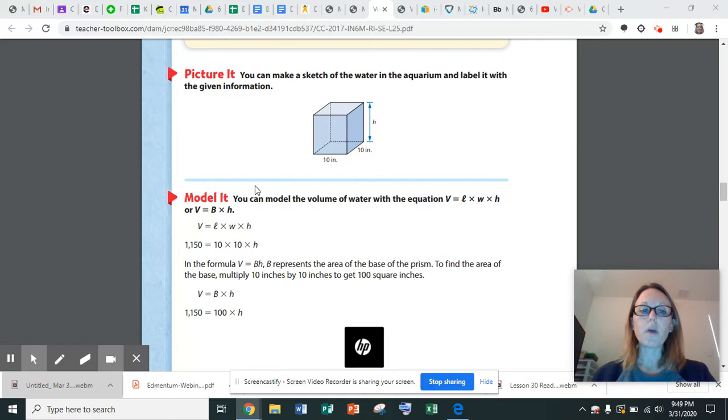Now, the reason why they threw in base times height is because it's a square. So the base of this square is 10 times 10. So they're saying that the base is 100. In the formula, volume equals base times height, B represents the area of the base of the prism. So it's the area of this base right here. To find the area of the base, you multiply 10 inches by 10 inches and you get 100 square inches.